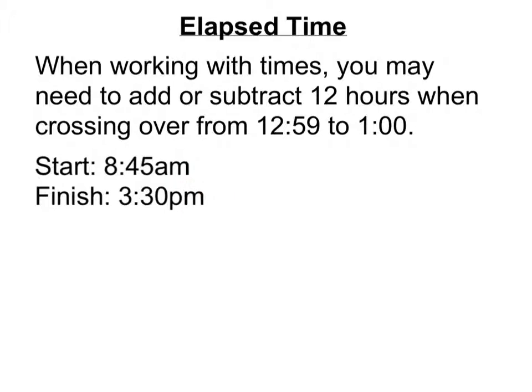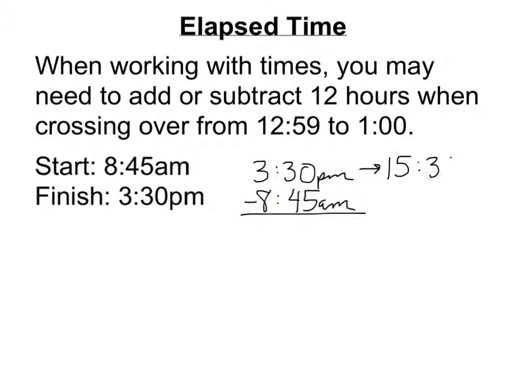So to find this, we're going to subtract. And it's going to be the time that we finish at minus the start time. So we finish school at 3:30 p.m. and we start at 8:45 a.m. Now I'm going to come over here and add on my 12 hours. So 3 is the hours place here, plus 12 is 15. So this is more like 15:30 minus 8:45.